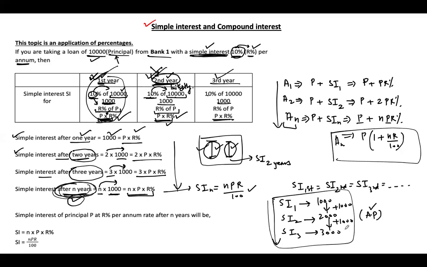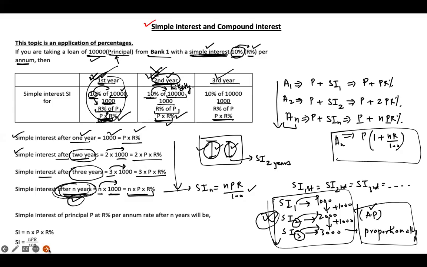So we can say simple interest grows proportionally. For one, it is 1 into 1,000. For two, it is 2 into 1,000. For three, it is 3 into 1,000. Proportionally would mean AP. Important point: at a regular interval, or at an equal interval, right?